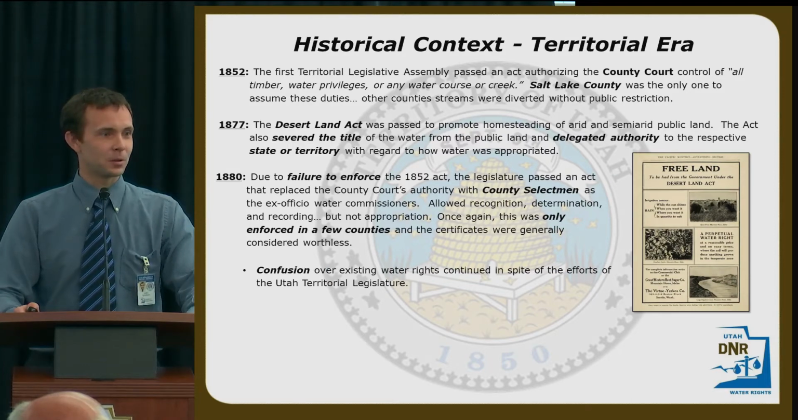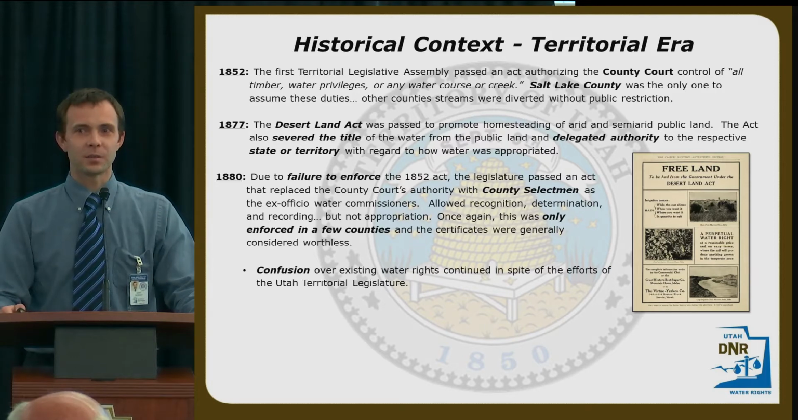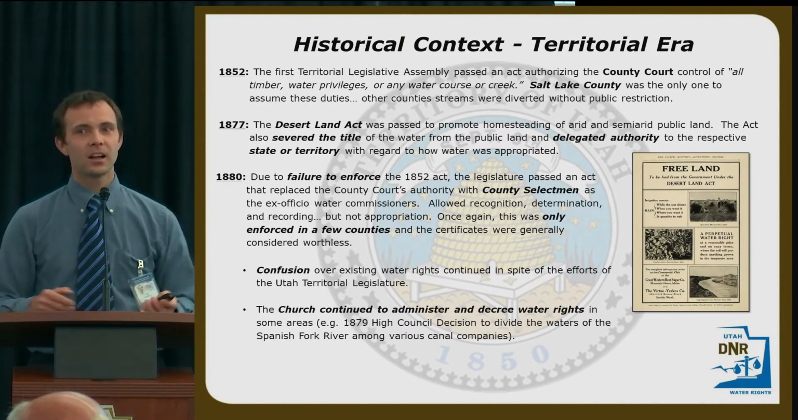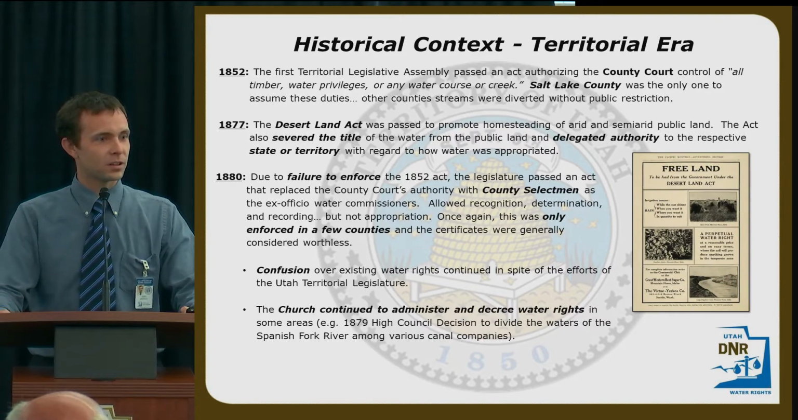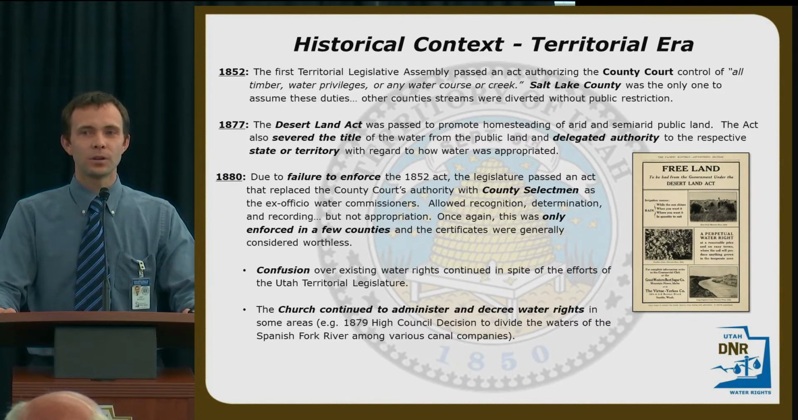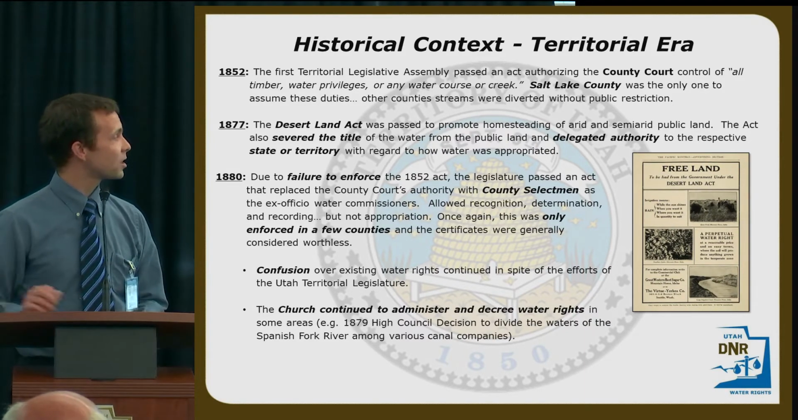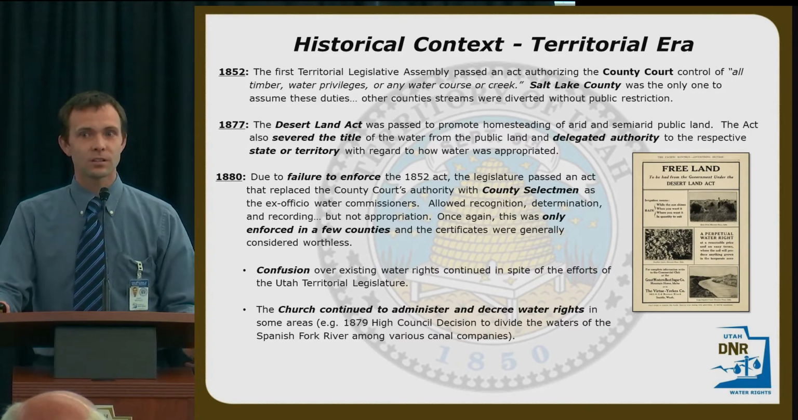So what arose? Confusion arose, in spite of the efforts of the territorial legislature. And the church continued in a lot of places to administer and decree water rights. So again, the government was largely church-centric. Ecclesiastical decisions would be made to divide the waters. For instance, in the case of the Spanish Fork River, the High Council decision to divide the waters of the Spanish Fork River among some of the canal companies.